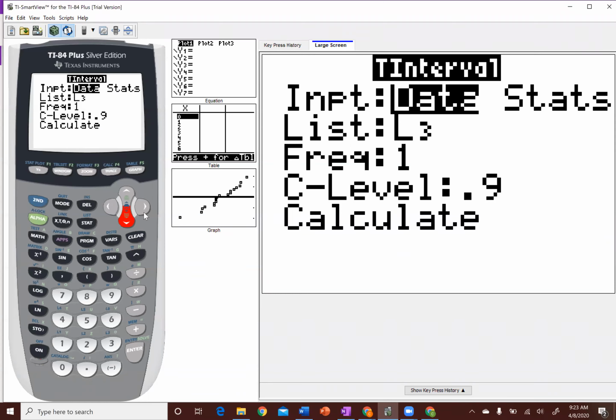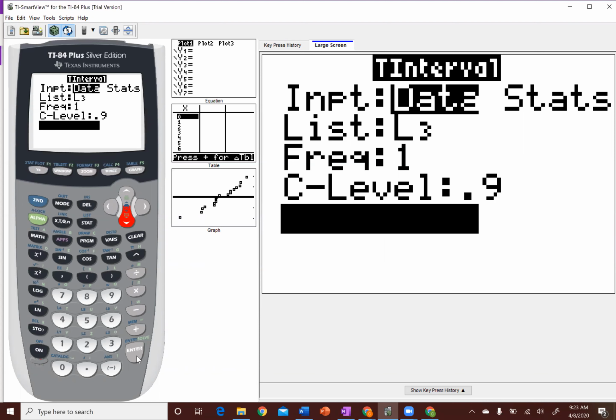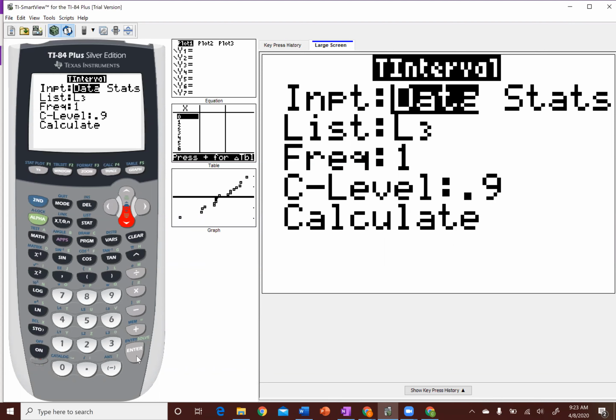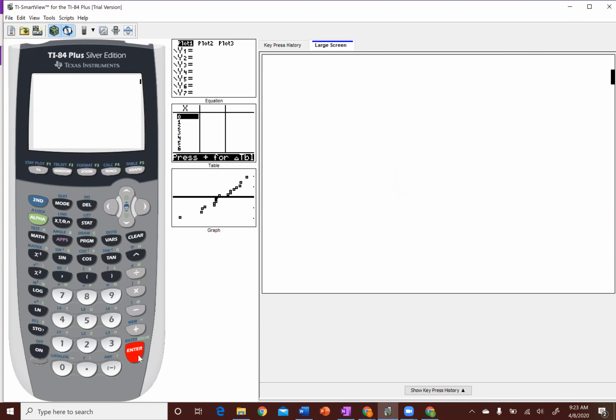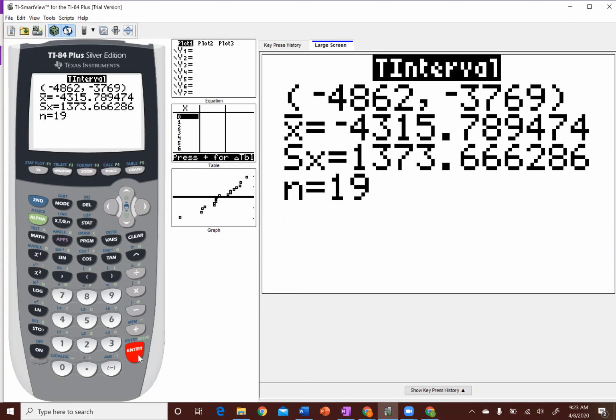My confidence level is 0.9, right? And notice that's different from the number that I entered into inverse T, because that inverse T is the percentile of the upper bound of the upper rejection region. All right, so confidence level 90, enter. And then here you got your T interval. And notice that if you just enter the list of data, it'll also give you your sample statistics as well.